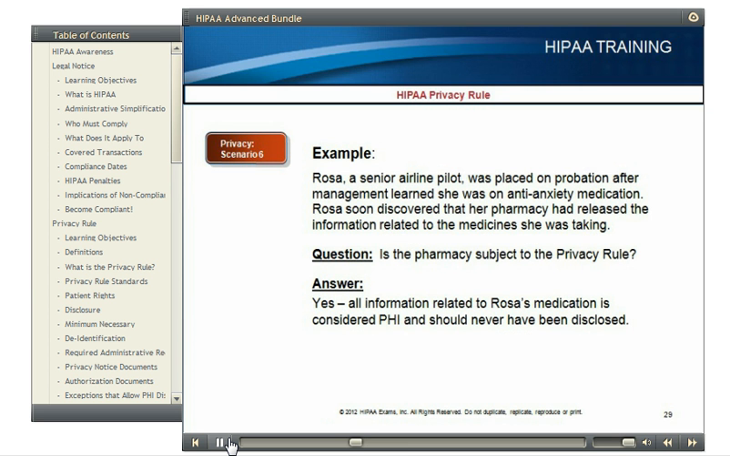Privacy. Scenario 6. Example. Rosa, a senior airline pilot, was placed on probation after management learned she was on anti-anxiety medication. Rosa soon discovered that her pharmacy had released the information related to the medicines she was taking. Question: is the pharmacy subject to the privacy rule? Answer: yes. All information related to Rosa's medication is considered PHI and should never have been disclosed.